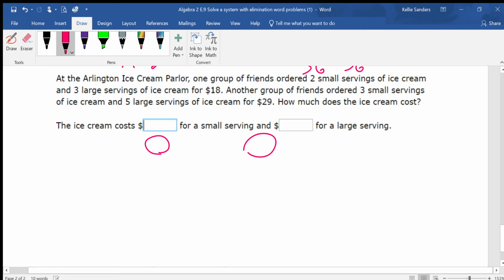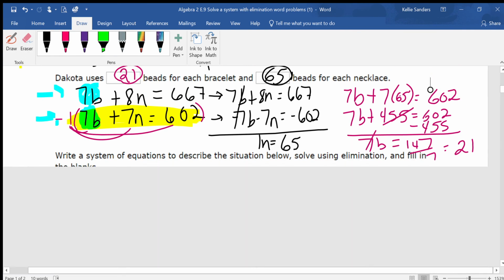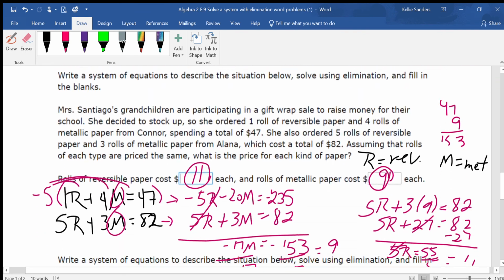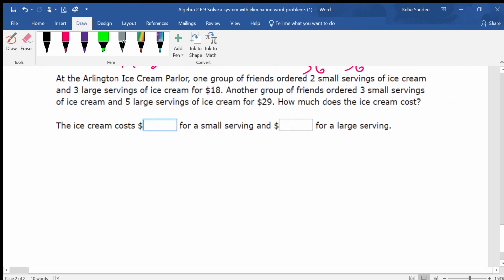Last problem. Sorry for the noise, I'm right next to culinary. That's why I'm kind of hurrying, just so we can get finished with this.